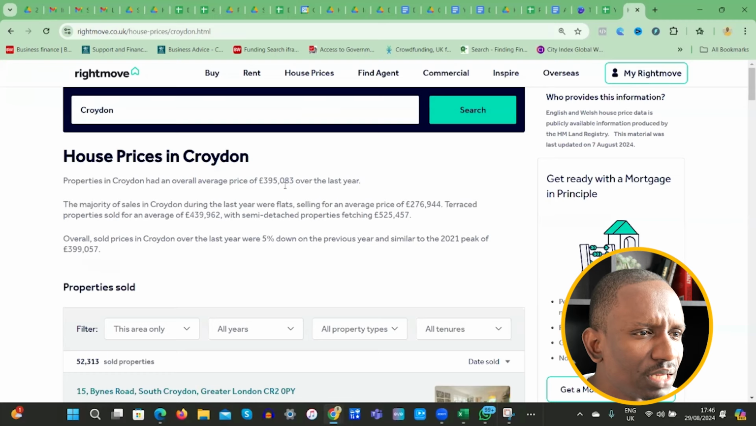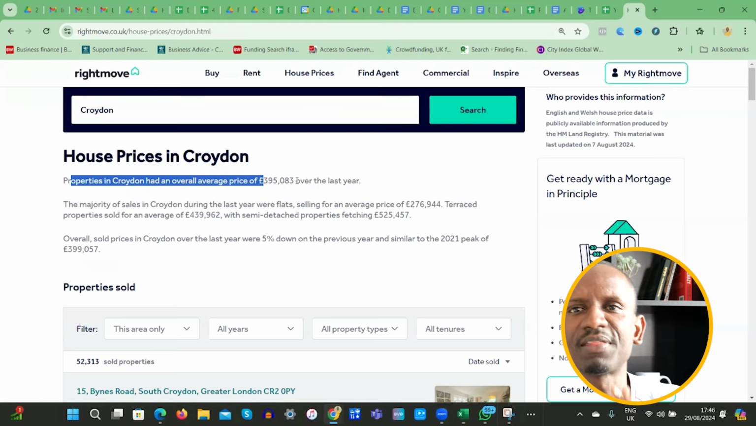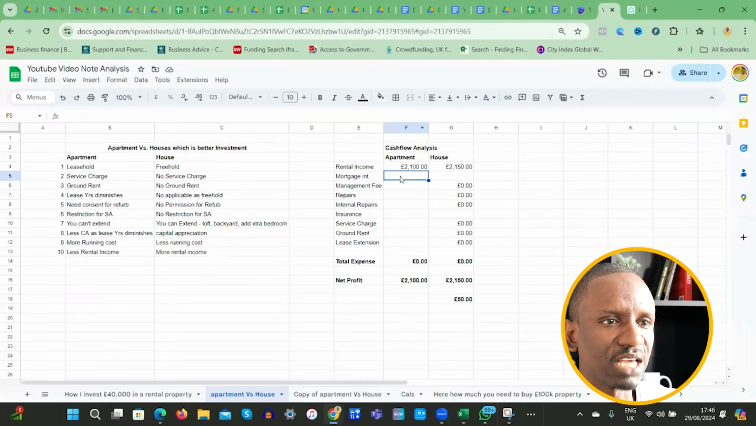So you can see here properties in Croydon had an overall average price of £395,000 over the last year. So we're going to take that property price. Okay, so we've got the average house price.